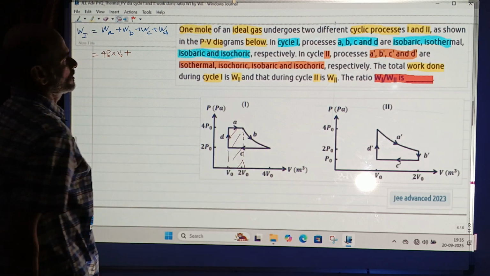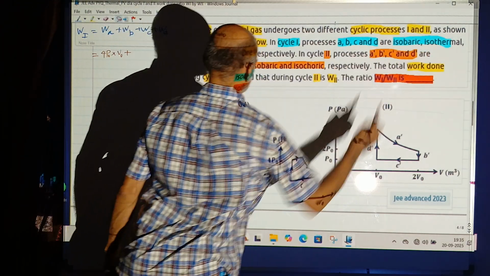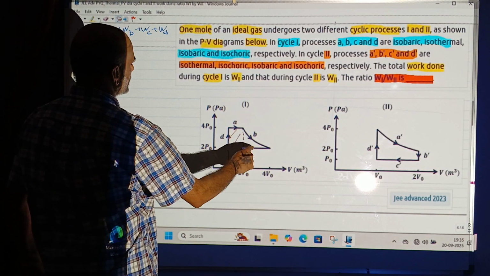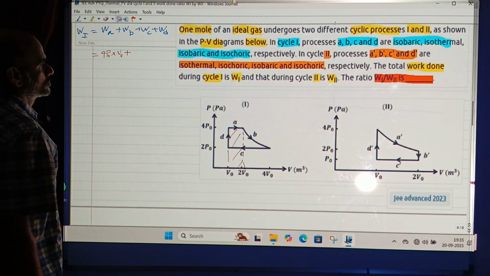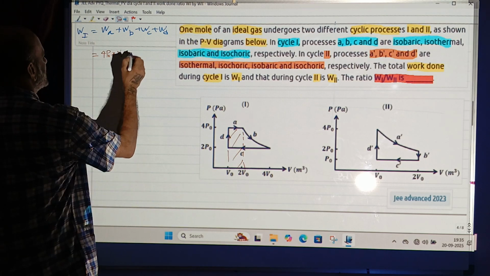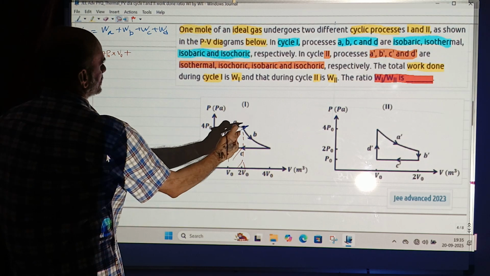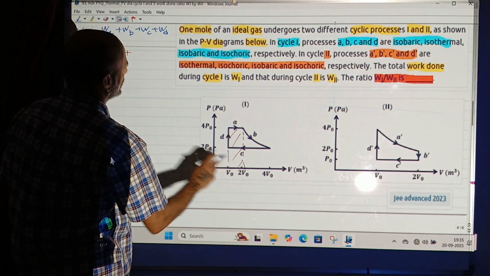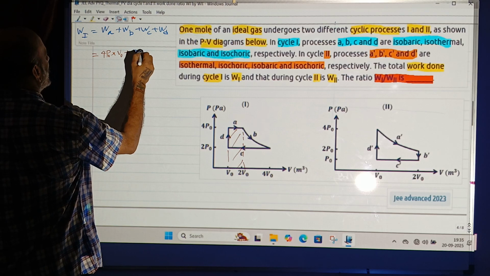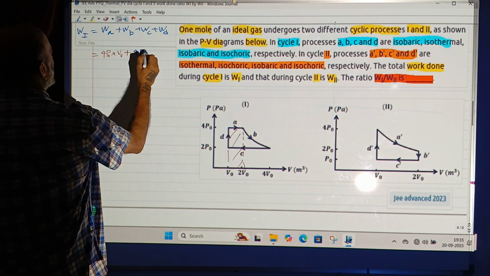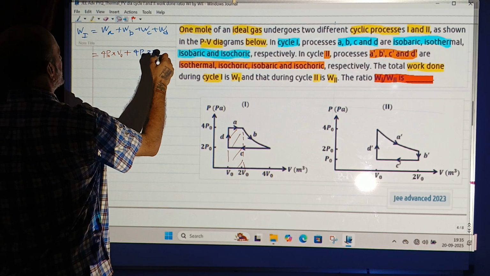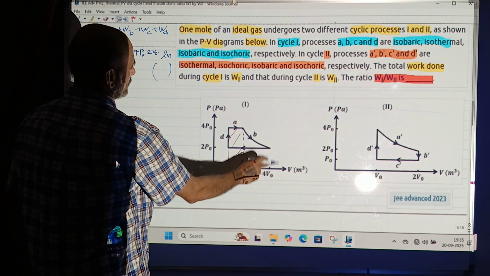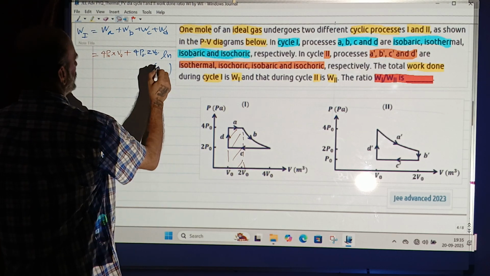B is an isothermal process. For an isothermal process, it's not easy to find the area under the curve because this is an arbitrary shape. So instead we can use the formula for the work done in an isothermal process, which is the pressure-volume product, P1 V1 of the initial point. So 4p naught into 2v naught, into the logarithm of the volume ratio, final volume by initial volume. The final volume is 4v naught, the initial volume is 2v naught. So it's ln 2.